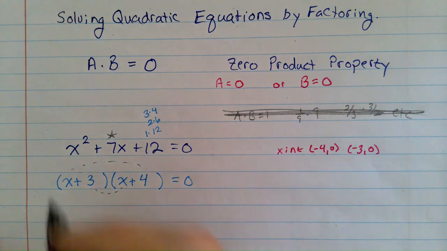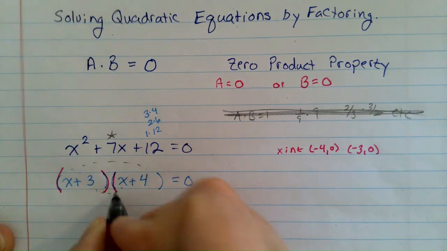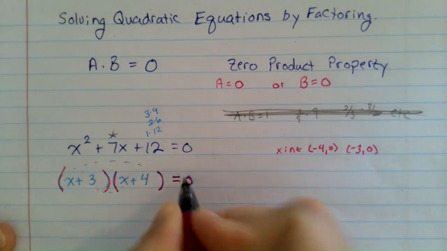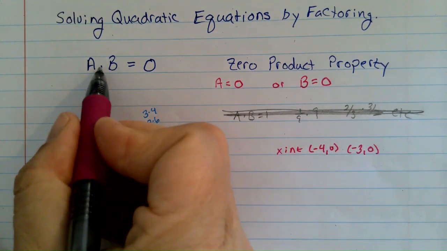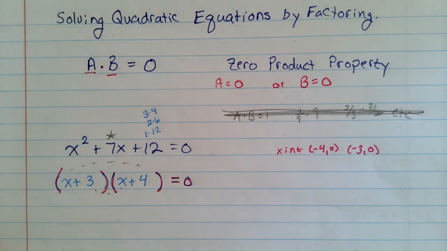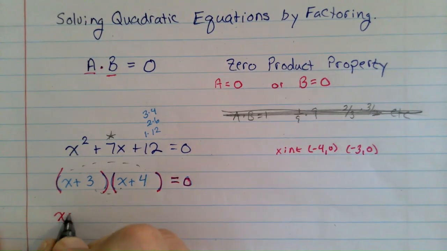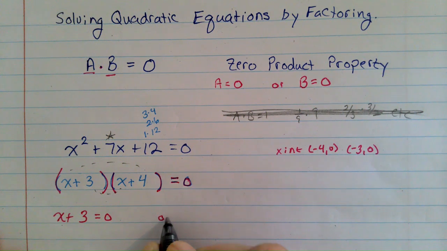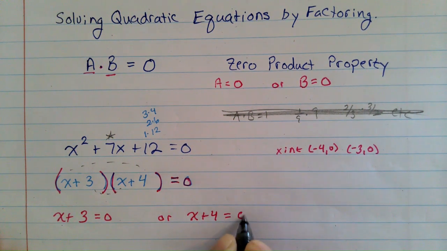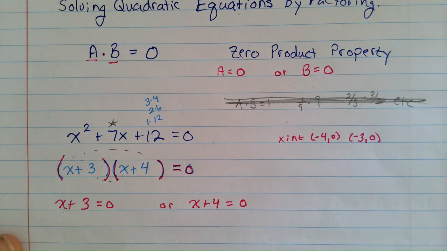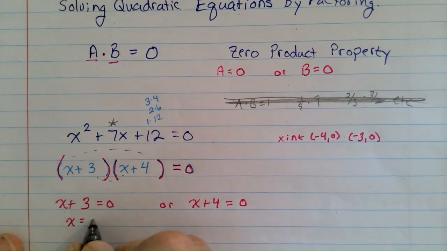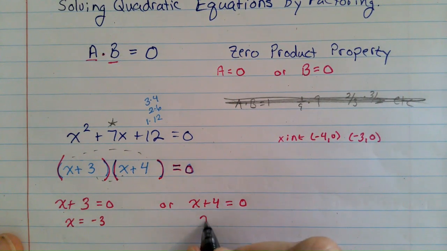So now what I see is a product equal to 0. Just like before, we had a product equal to 0. Except now instead of A and B, I have a quantity x plus 3 and a quantity x plus 4. So that means either x plus 3 equals 0 or x plus 4 equals 0. Now I have two linear equations and I can solve them. Subtract 3, and over here I'll subtract 4.